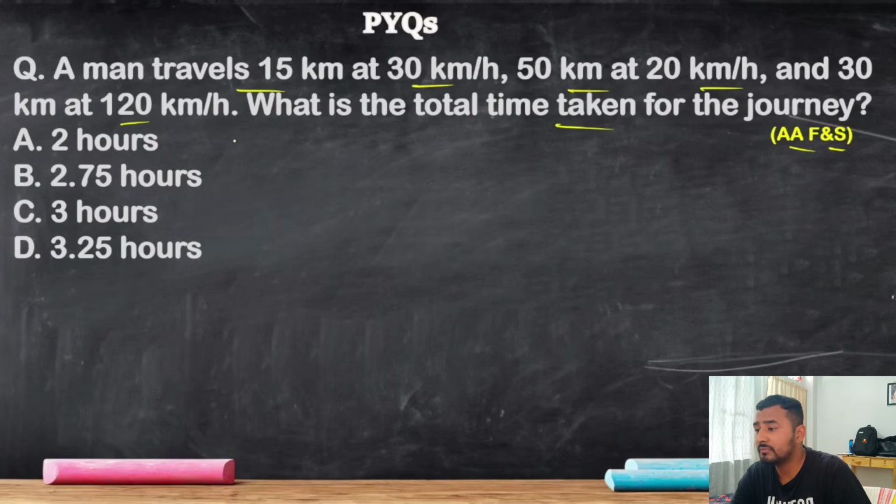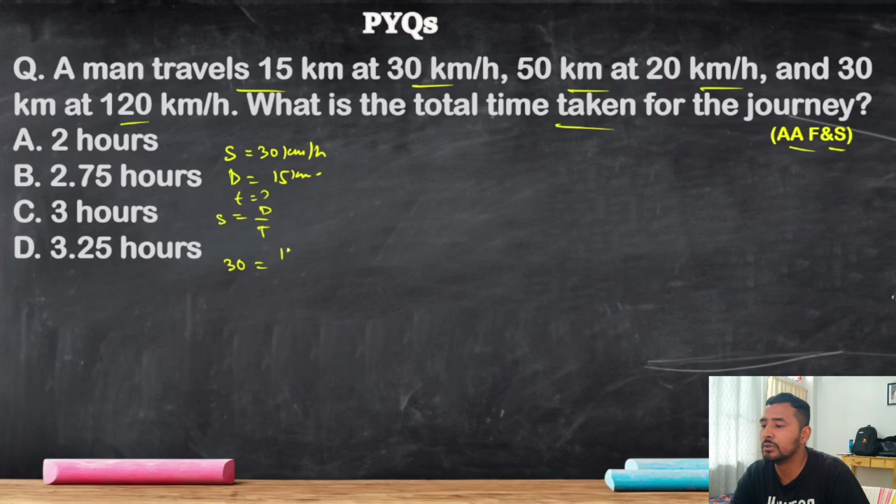First, at first he traveled, speed is how much? 30 kilometer per hour. And what about distance? It is 15 kilometer. We know speed and distance, time we don't know, we need to find. So your speed is distance by time. Put here 30 equal to 15 by t. Now this t will go to the other side, 30 will come down. So you can write this one as 15 by 30. Cancel 15 1, 15 2, 1 by 2, which is equal to 0.5.